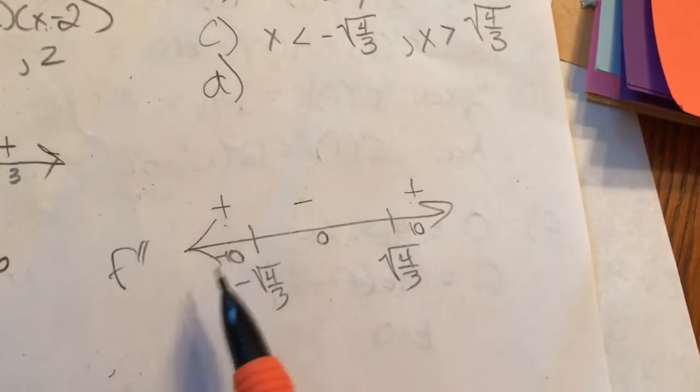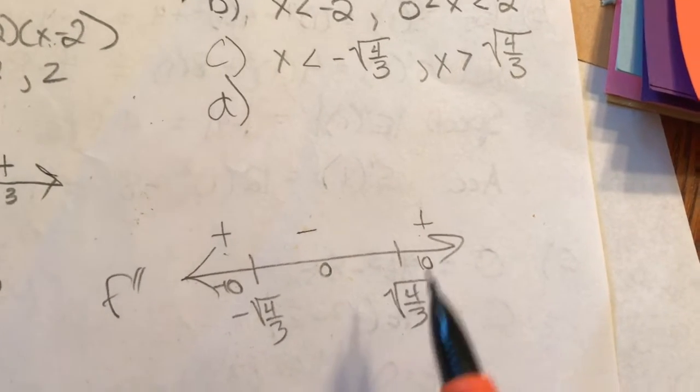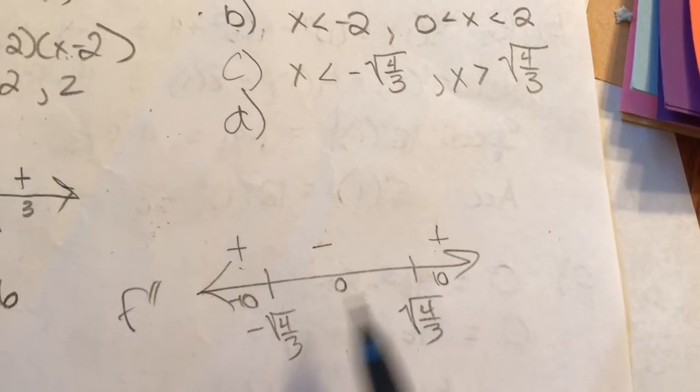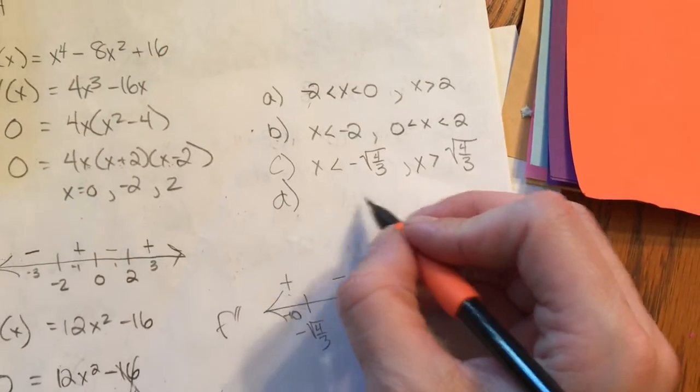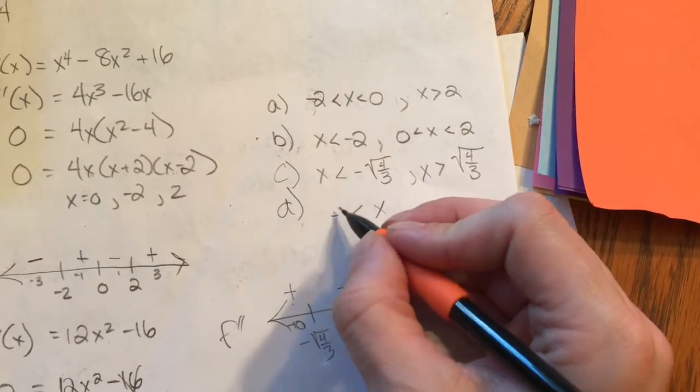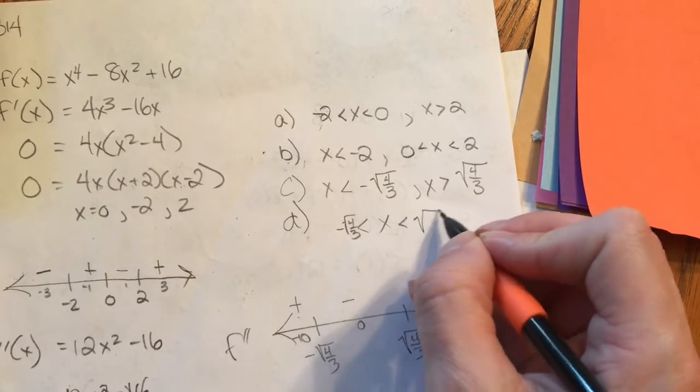All right, so concave up here and here, which means everything less than root 4/3 and greater than root 4/3, and it's concave down where everything is in between that. So x is going to be in between negative root 4/3 and positive root 4/3.